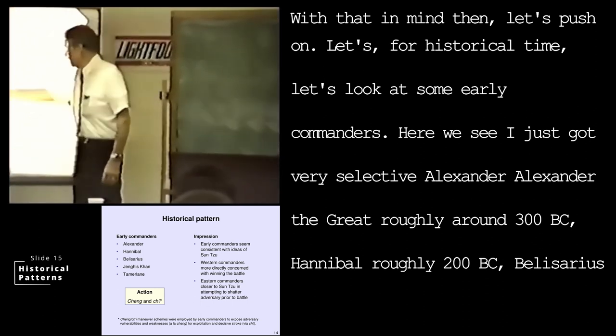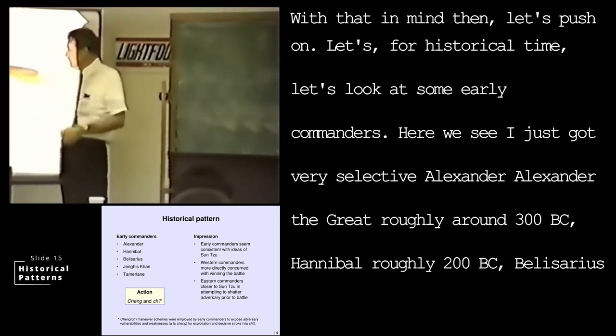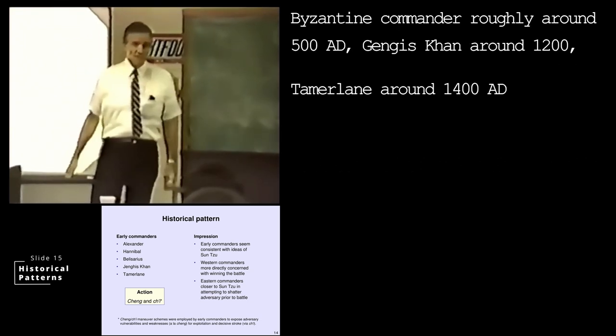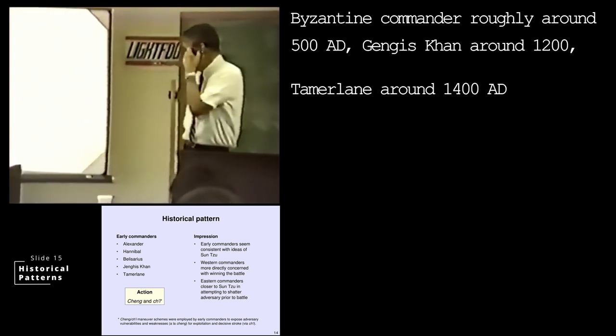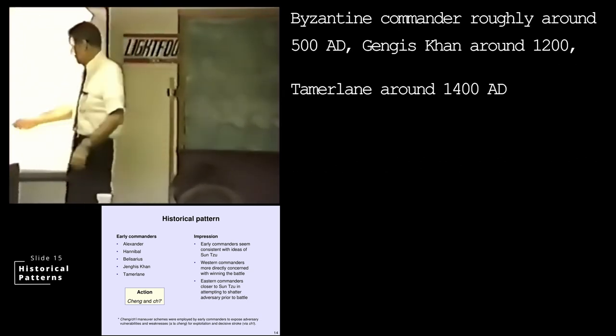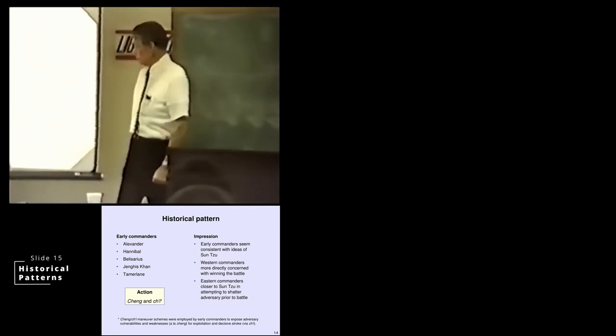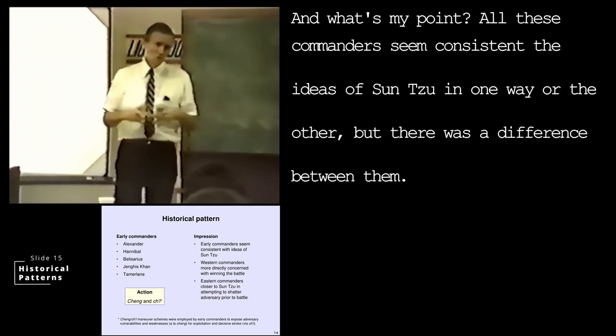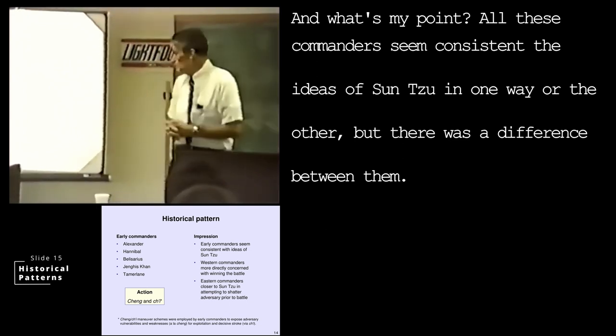Here we see Alexander the Great, roughly around 300 BC, Hannibal roughly 200 BC, Belisarius, Byzantine commander, roughly around 500 AD, Genghis Khan around 1200, Tamerlane around 1400 AD. And what's my point? All these commanders seem consistent with the ideas of Sun Tzu in one way or the other. But there was a difference between them.